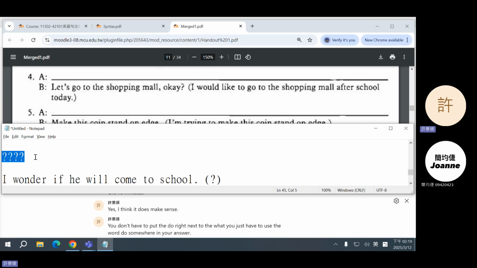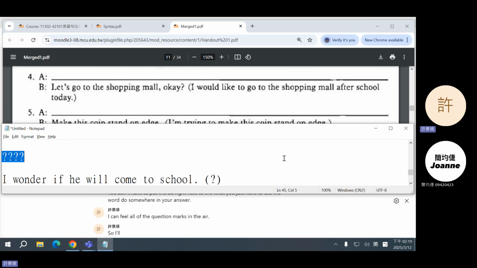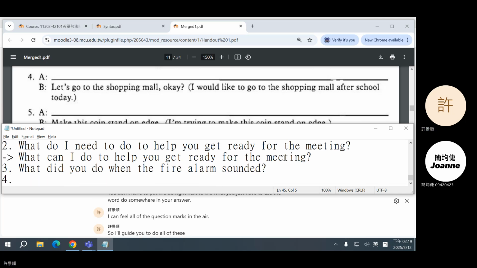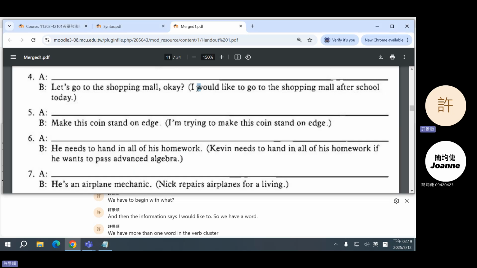I can feel all of the question marks in the air. So I'll guide you to do all of these. And you can compare your answer with mine. Number 4, we have to begin with what? And then the information says, I would like to. So we have more than one word in the verb cluster. Sorry, would like to go.